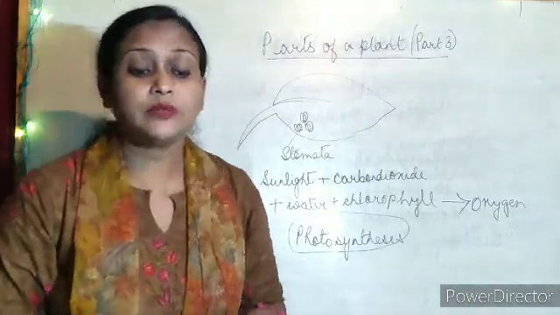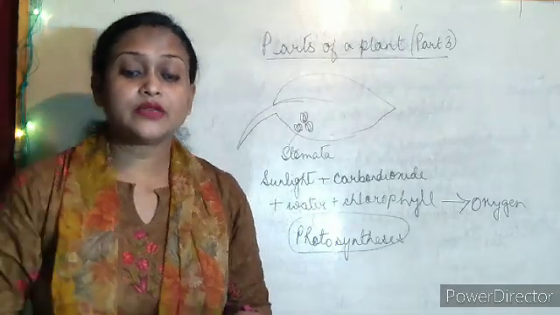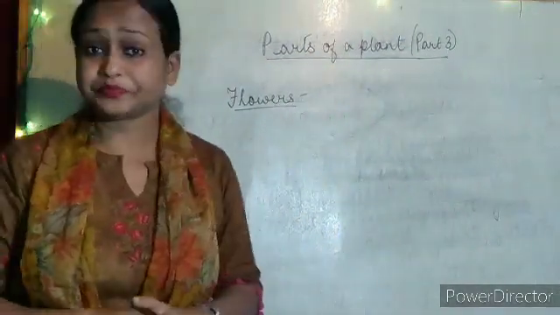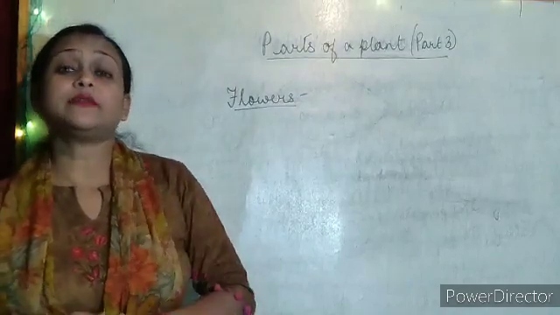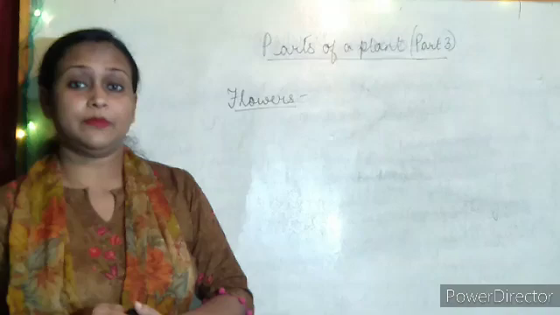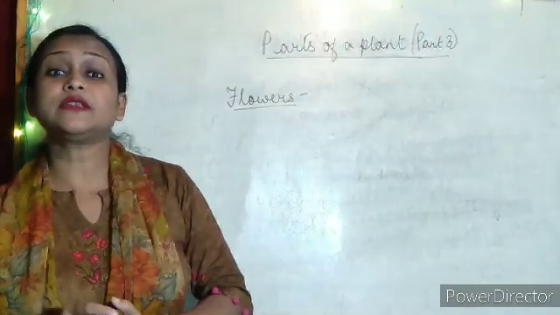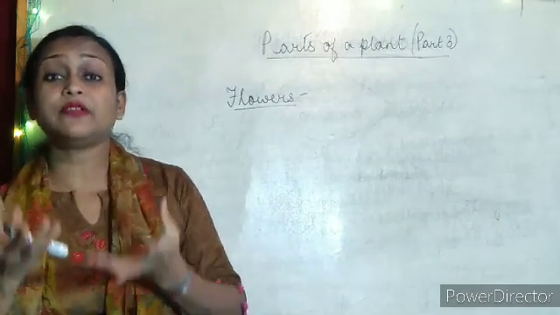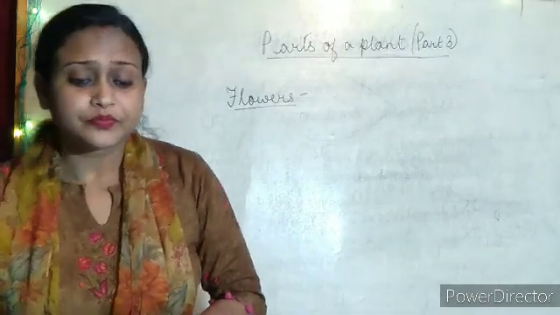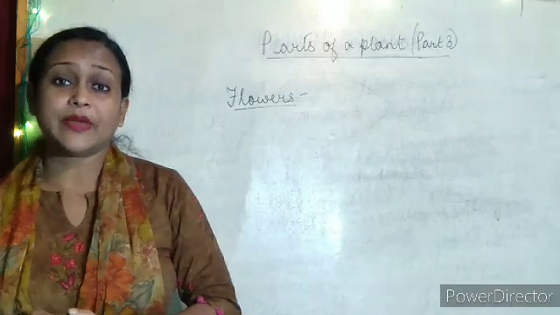Now we will be moving on to flowers. Next, we will be discussing flowers. All of you have seen flowers. When we look at a plant, which is the most beautiful part of the plant? Yes, it is the flowers. Why? Because flowers are of different colors, even of different shapes, and some flowers have a beautiful fragrance. So many plants bear flowers of different size, shape and color.